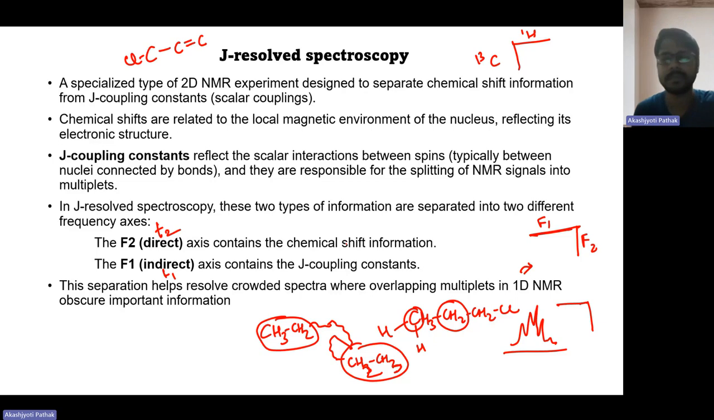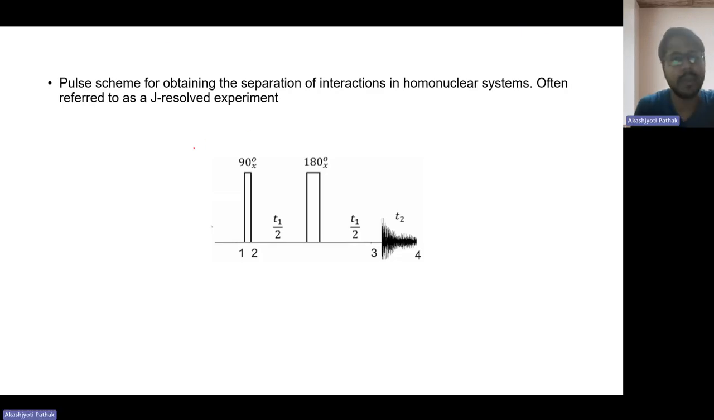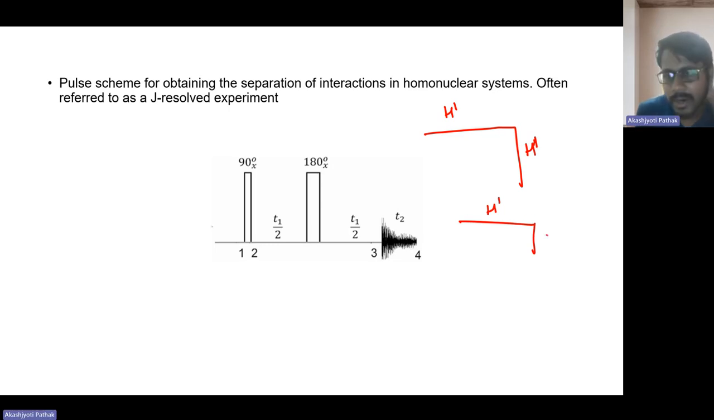Okay, so what is the pulse scheme for this J resolved spectra? Here it is shown the pulse scheme for obtaining the separation of interactions in a homonuclear system. A homonuclear system means both the axes have the same nucleus, like H1 H1, or C13 C13. In a heteronuclear system, on one axis you will have the information of proton, and on the other axis C13. This is often referred to as the J resolved experiment. Okay, this is the pulse sequence that is shown here.